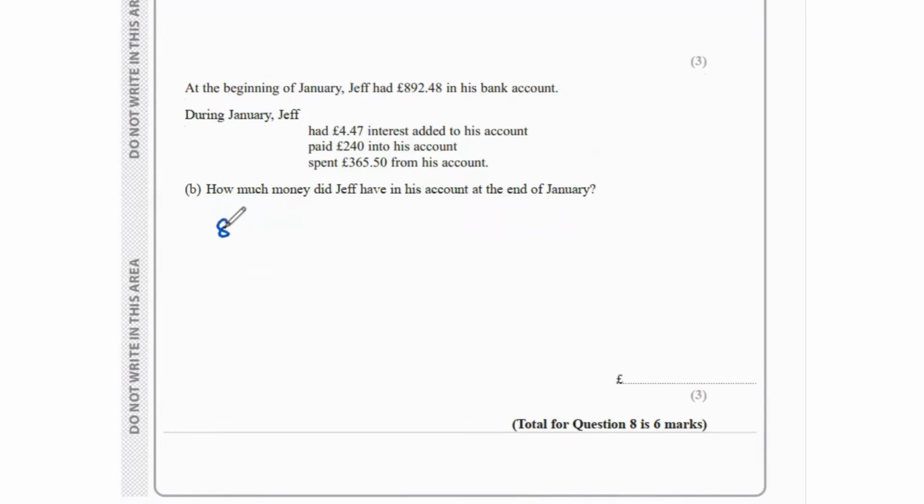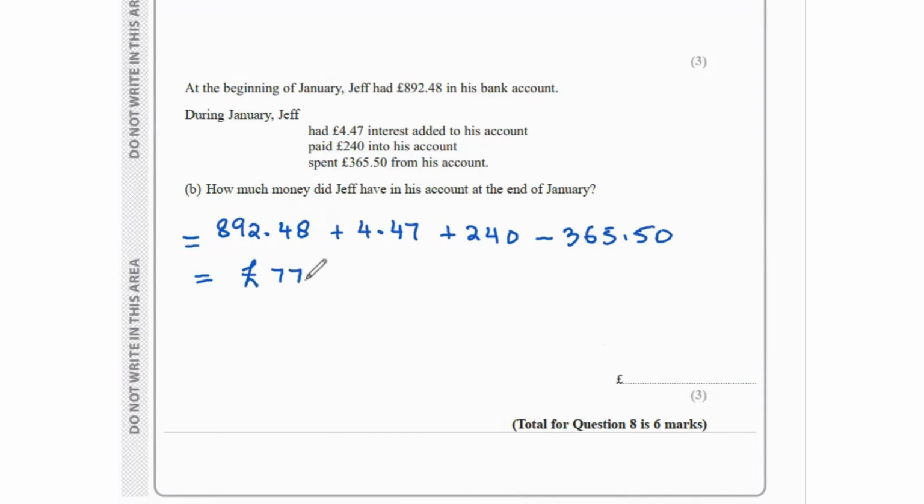So he's starting with 892.48. An interest of 4.47 is added. Then he paid 240 into his accounts. Again, we're adding 240. And then he spent 365.50 from his account. So we're subtracting this quantity. So let's find the total of this. That's 771.45 pounds. That is your answer.